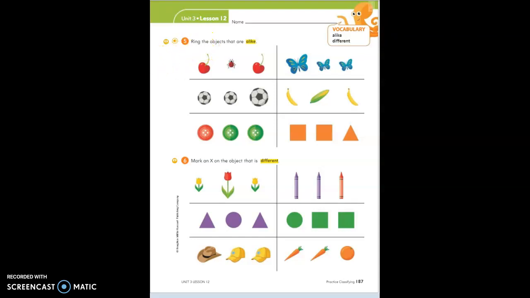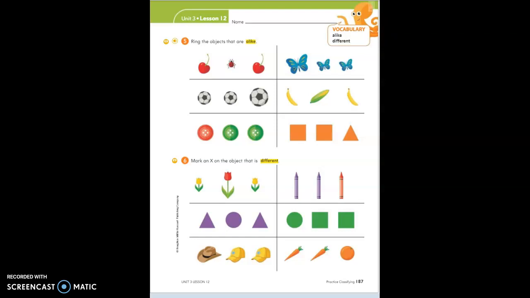All right, kindergarten, you are going to have your math workbook out and you're going to turn to page 187. 187. And again, you can find that at the bottom of the page, 187, right? All right, when you are on that page, we are going to talk about things that are alike and things that are different, okay? So what do we know about things that are alike?